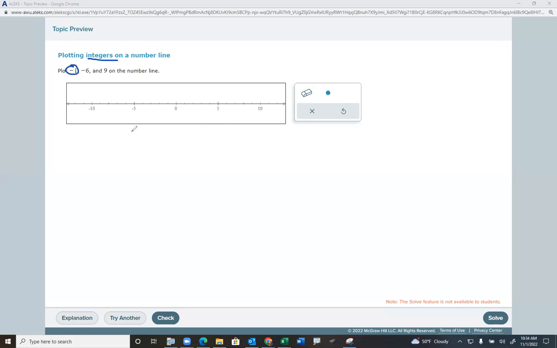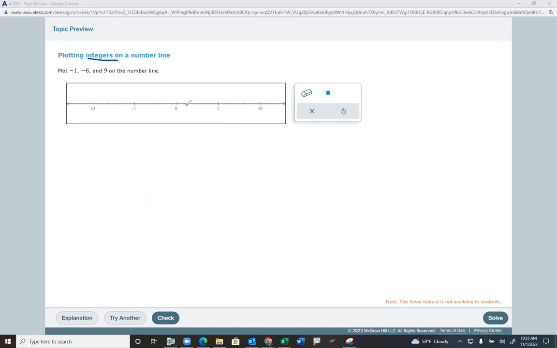So this number -1, negative means we're going to head over here to the left. Notice to the left, things get smaller and smaller, increasingly negative. So that's something you definitely need to keep track of. Left means I'm being negative. To the right means I'm being positive.